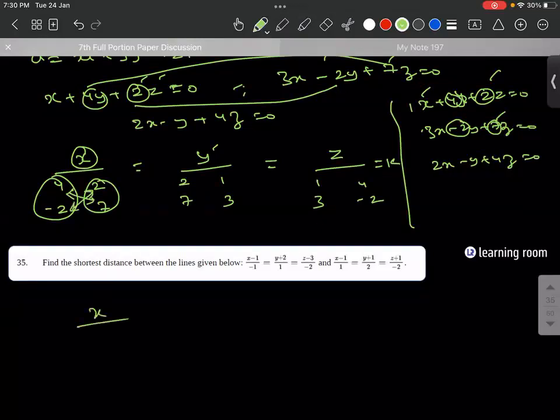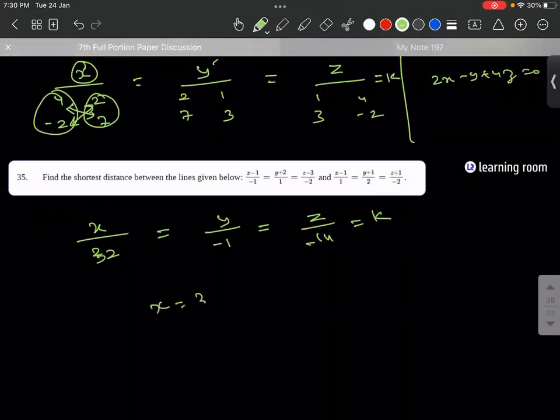So x divided by 28 plus 4 is 32 is equal to y divided by 6 minus 7 is minus 1 is equal to z divided by minus 2 minus 12 is minus 14 is equal to k. So x is equal to 32k, y is equal to minus k, z is equal to minus 14k.